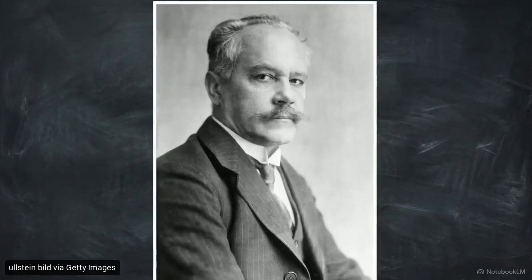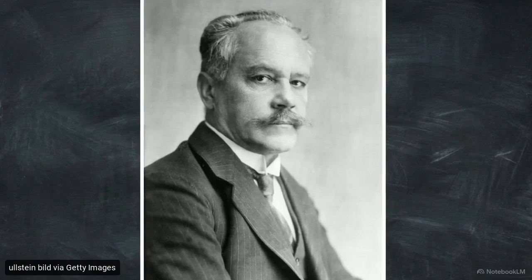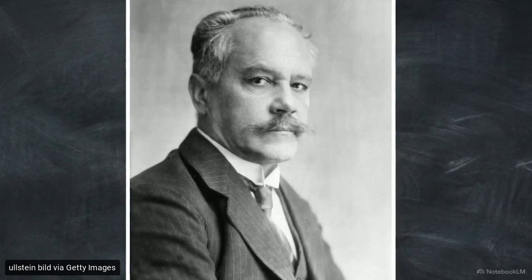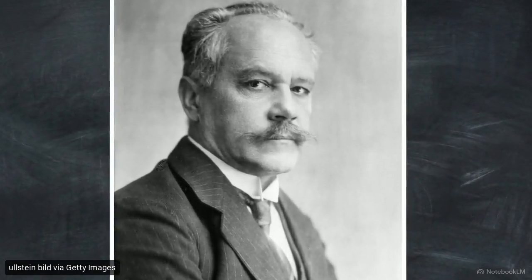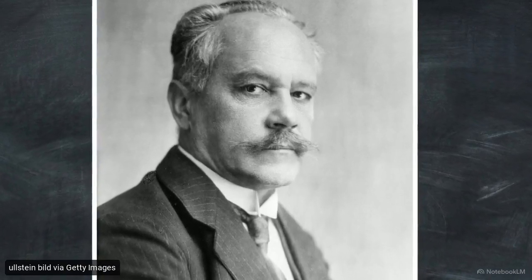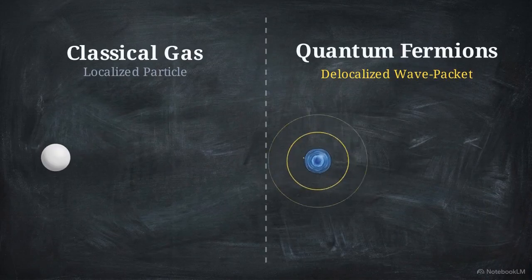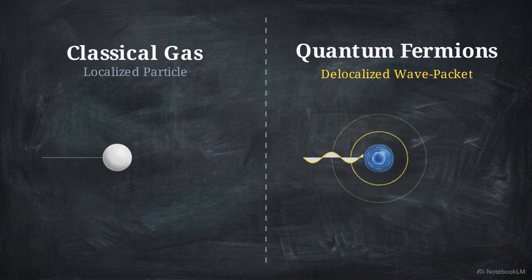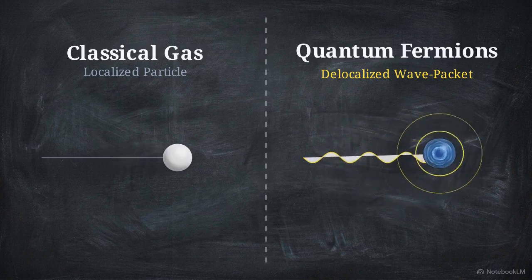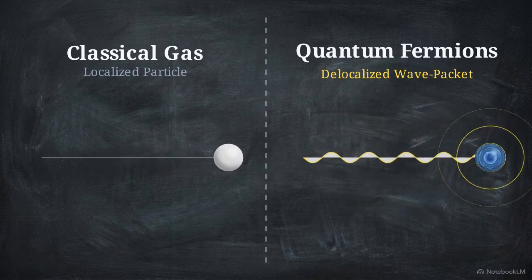Physicist Arnold Sommerfeld proposed a solution to this discrepancy. He retained the idea of mobile electrons, but replaced classical statistics with quantum mechanics. In Sommerfeld's model, electrons are treated as fermions. Unlike the particles in a classical gas, fermions follow the laws of quantum probability.